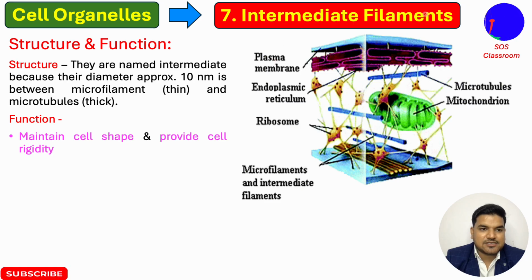Next are the intermediate filaments. Why are they called intermediate? Because microfilaments have a 7 nanometer diameter and microtubules have a 25 nanometer diameter, so these have a 10 nanometer diameter, between the two. What is the function of the intermediate filaments? They maintain cell shape and provide cell rigidity. You can see these are the intermediate filaments.